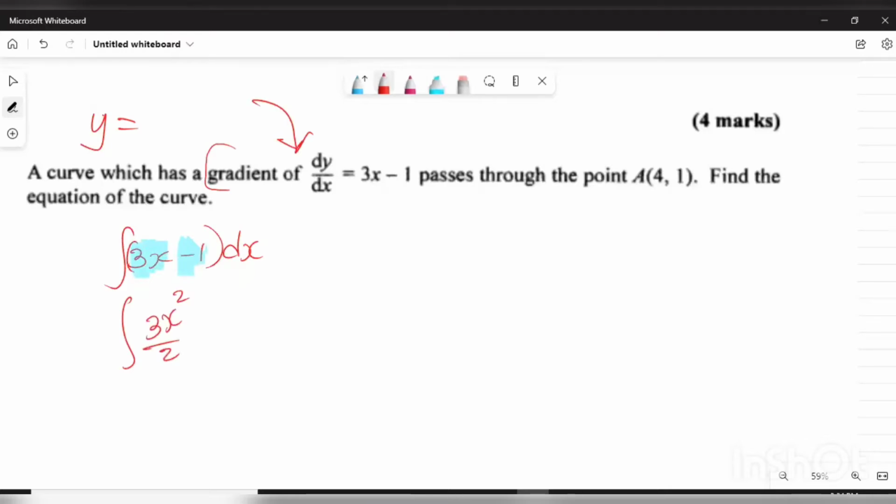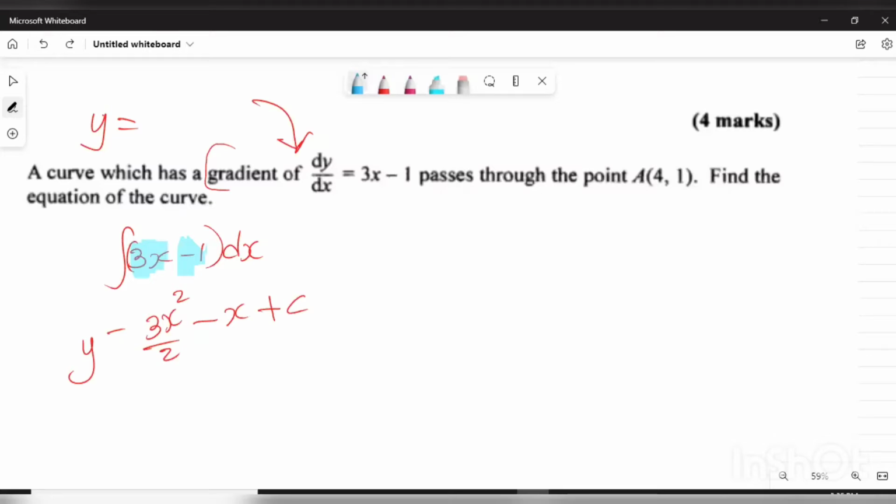So we add 1 to the power of x and divide by that, and this becomes 3x squared over 2 and then minus x. So basically y is equal to this when we take the integral. If you imagine differentiating this, you would see what we had up there. Think backwards now. But that's not the answer though, because there is a c here that we need to sort out.